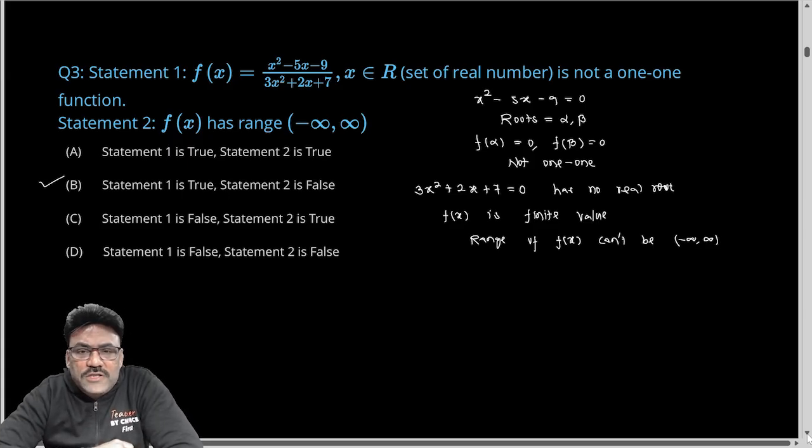If you want to get the range precisely, take this function f(x) as y, cross multiply, make a quadratic in x, put the discriminant greater than or equal to 0, so you will get an inequality in y. Solve that inequality, and you will get the range of y.